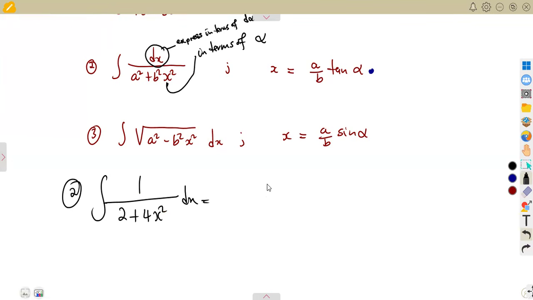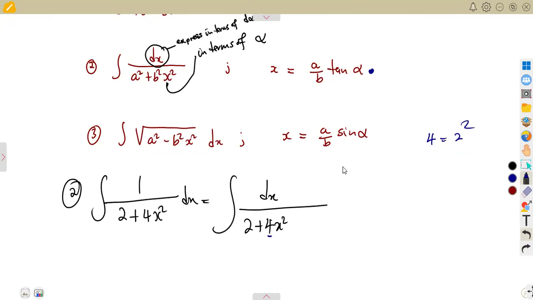So as you can see, it is the same as the previous question that we had. So it's going to be dx over 2 plus 4x squared, like that. So having our a and b from this format, a squared, b squared, 2, how can we write 2 in terms of a number raised to the power of 2? Is it possible?